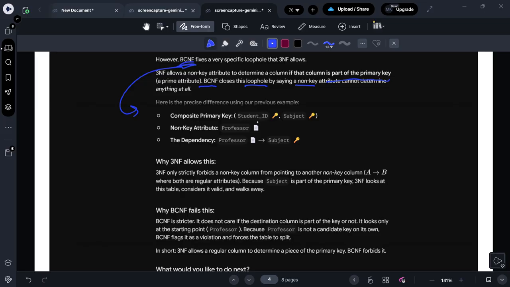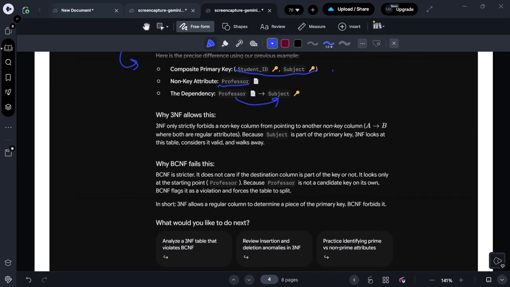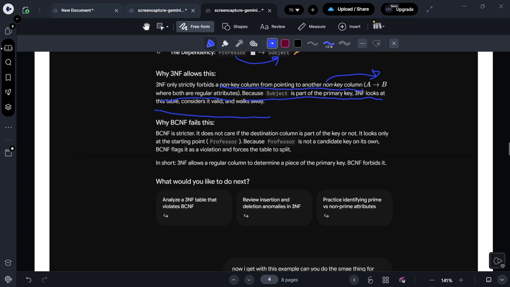So for example, we have a composite key like this, and we have a non-key attribute professor. Professor determines the subject here. If we put the professor here, then that's not okay for Boyce-Codd normal form. But the third normal form allows it because a non-key is depending on key. The third normal form only strictly forbids a non-key column from pointing to another non-key, where both are regular attributes. Because subject is part of the primary key, third normal form looks at these tables, considers it valid and walks away.